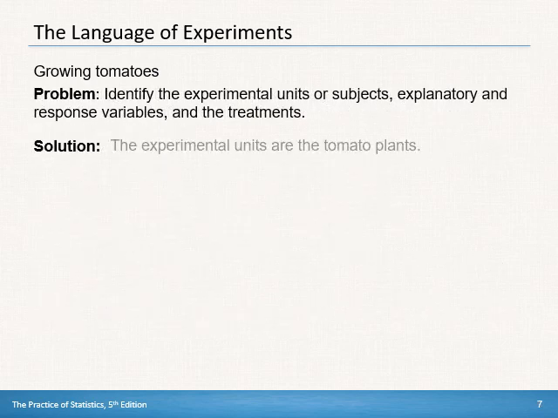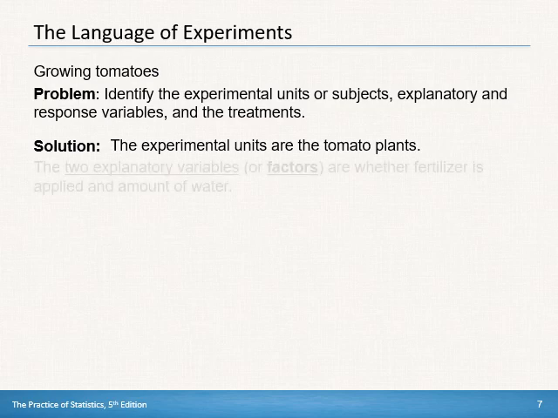Okay, so the experimental units are really just the tomato plants. We would not call them subjects here because they're not human. So the experimental units are the tomato plants. They are what's being given the treatments, right? Some treatment is being imposed upon these tomato plants. So they are the experimental units.